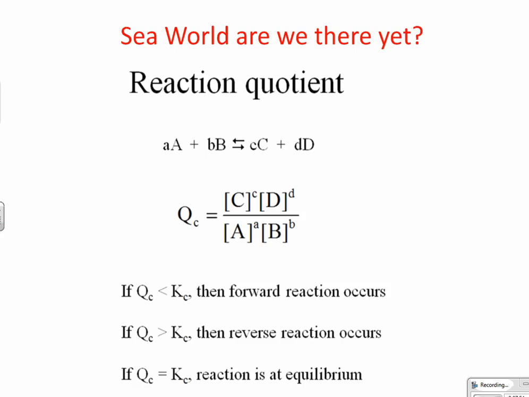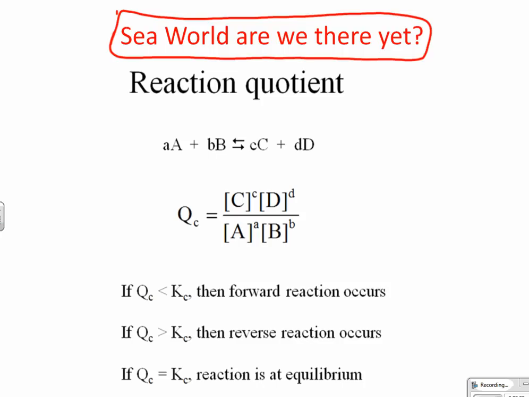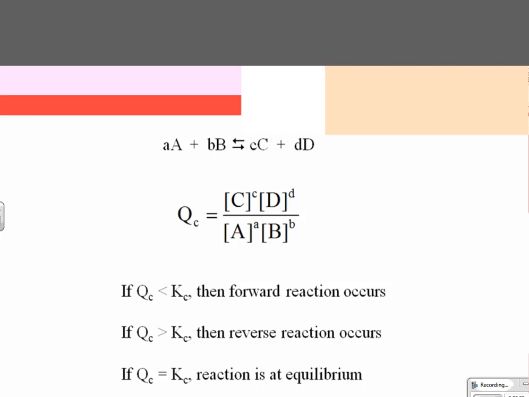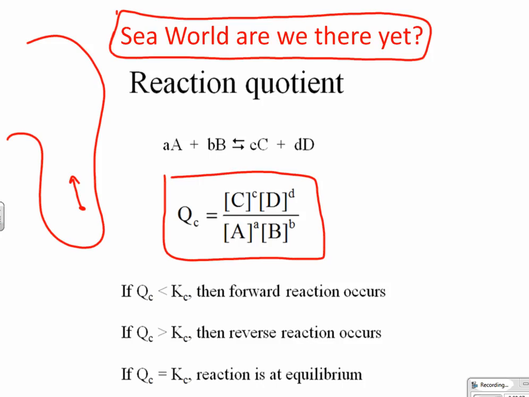I drew Florida on the map, and then we were in Boca, and we were trying to figure out if we were driving to SeaWorld where we were at. Q is basically telling us where we're at. It's the exact same expression as equilibrium, no different. Products on the top, reactants on the bottom, coefficients are exponents. You plug the numbers in. The difference with Q is they give you all the numbers, you calculate it out, and you compare it.